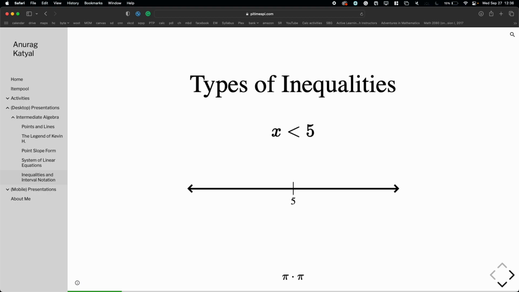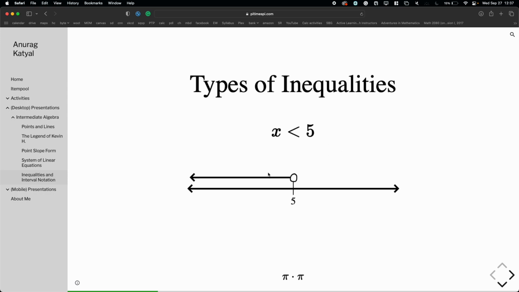Now, because it's less than, what should I put above the 5? Open circle or solid dot? Open circle. Now, which numbers are less than 5? Give me examples. 4, 3, 2, 1, 0? Negatives? Where do all of those numbers live relative to 5? To the left or to the right? So that's the direction in which the solution arrow goes.